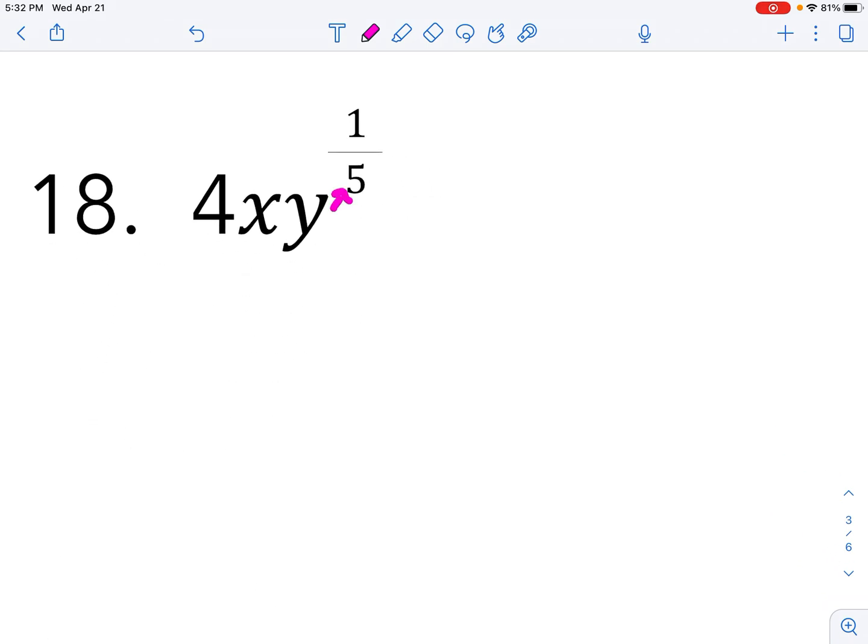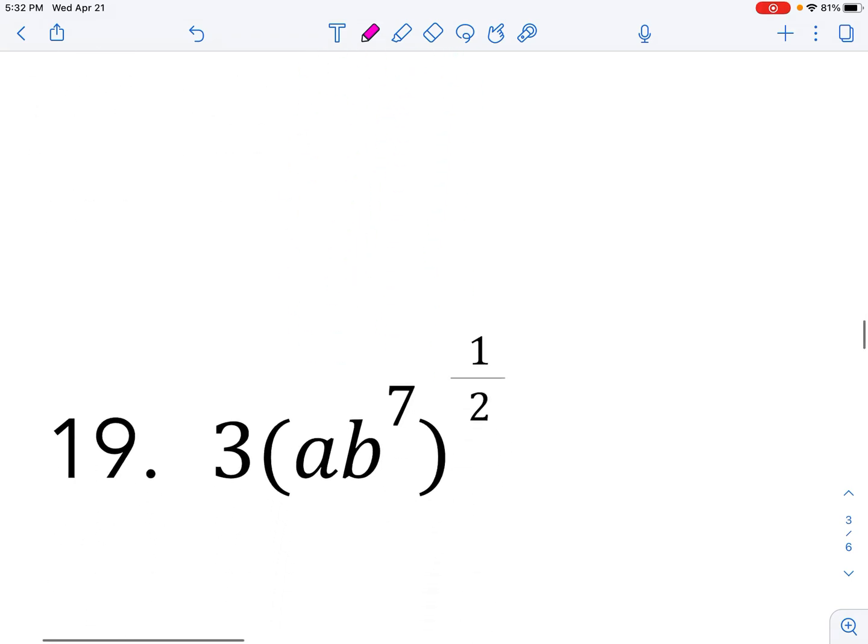Number 18, y is the only thing with that exponent. So we're going to leave the 4 the same. We'll also leave the x the same, and then we'll make a radical with the y in it, where 5 is our index, and 1 would be our exponent, but I don't need to write that, and I am finished.